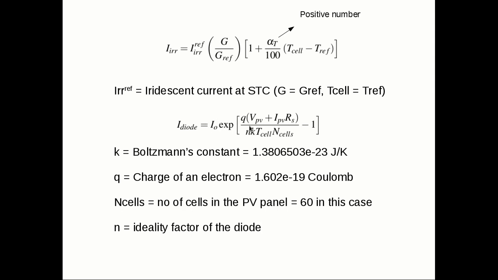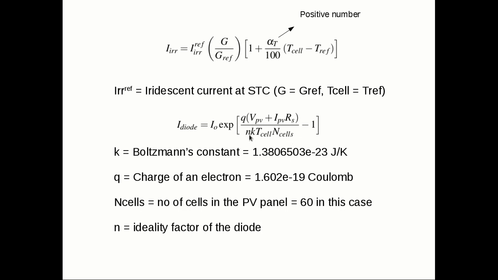constant, which I'll talk about later. Q is the charge of an electron. That's just a constant. K is the Boltzmann's constant. That's also another constant. T cell is the temperature of the cell. N cells is the number of cells, which is 60 in this case.